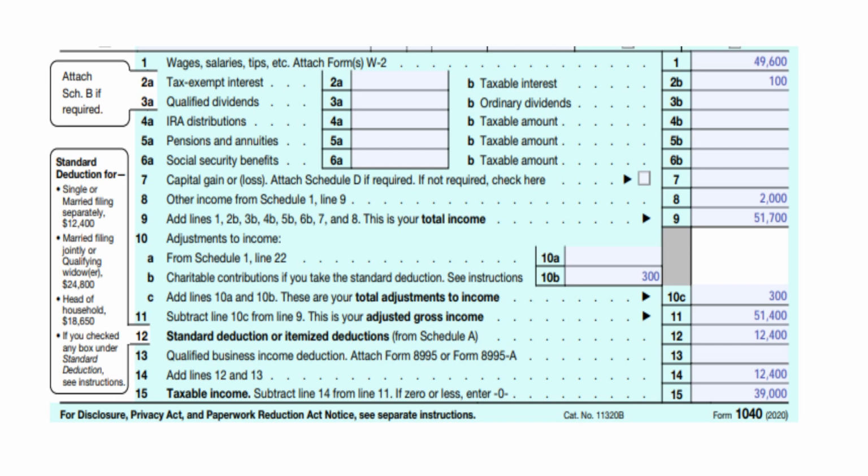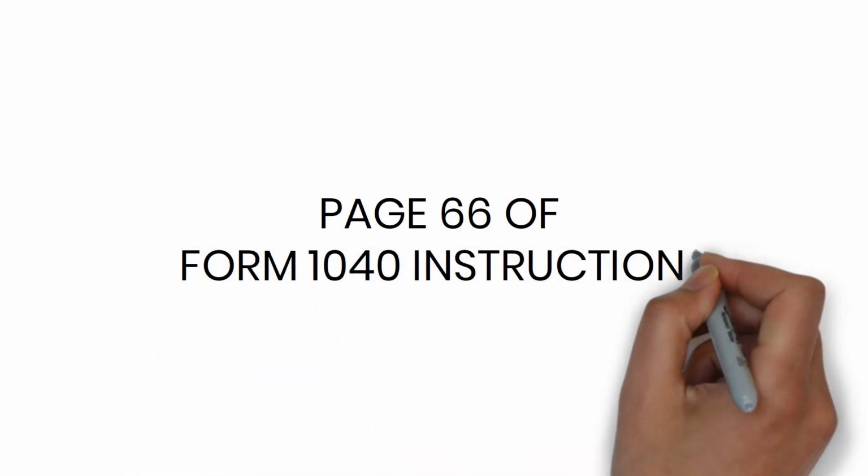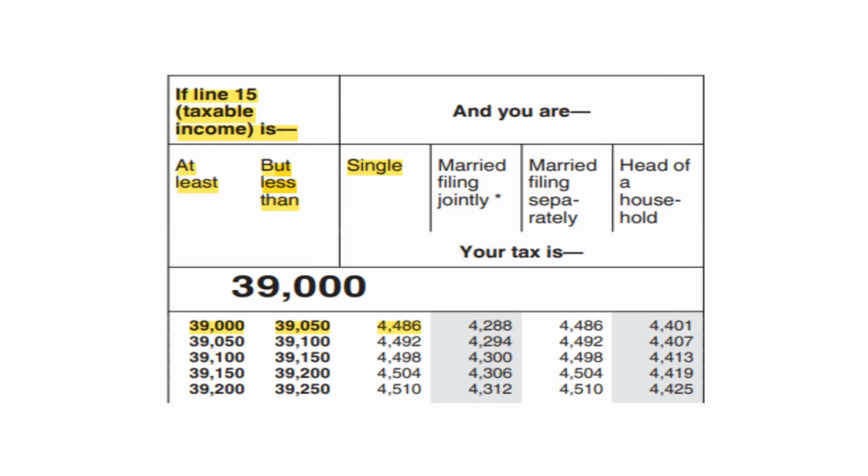Add lines 12 and 13 together to arrive at $12,400 on line 14. Subtract that from line 11 to come down to $39,000 for taxable income on line 15. Next, we will calculate your tax from the tax tables beginning on page 66 of the Form 1040 instructions. Since you had taxable income of at least $39,000 but less than $39,050 and you are single, your tax is $4,486. Put that on line 16 of the return.